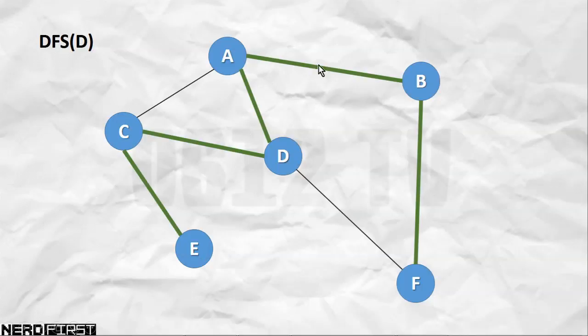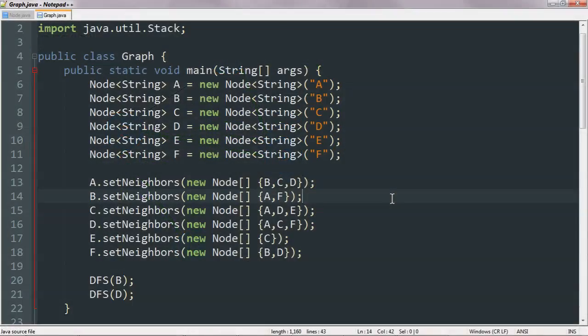So yeah, those are the paths that we have found. And notice how we get a very different spanning tree this time because we've started from a different node. Right, and in fact, depending on which node you start on, you will get a different spanning tree each time. So yeah, there you go.